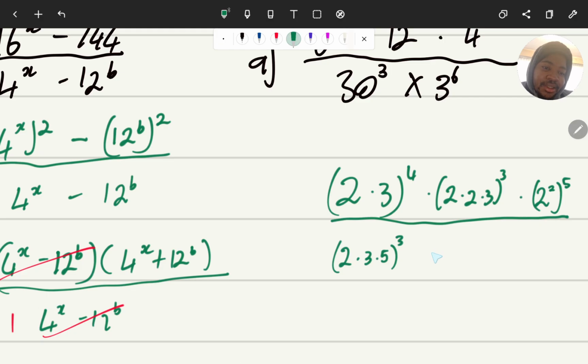Then we just have multiply by 3 times 6.